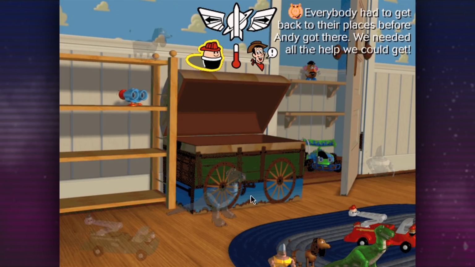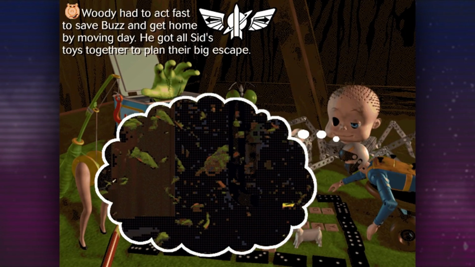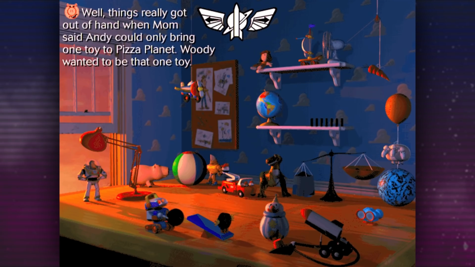In these puzzles, you'll pack up toys, collect LGM from the claw machine, help Woody escape Sid's house, chase the moving truck on RC, even set up a Rube Goldberg machine. Speaking of, this one should stick out to the fans.